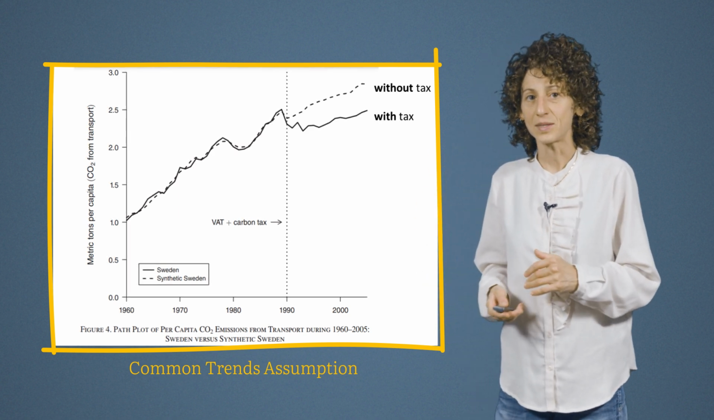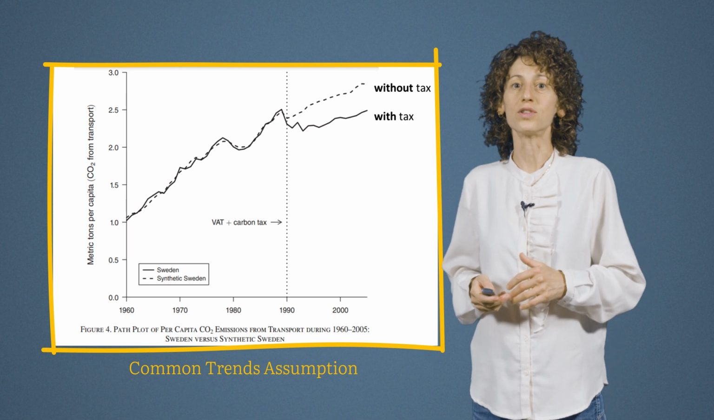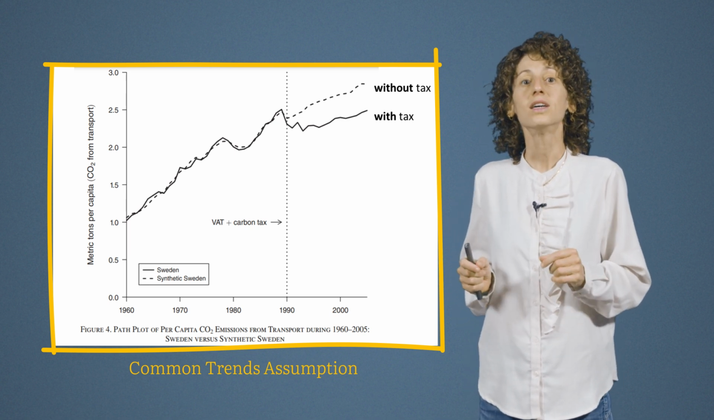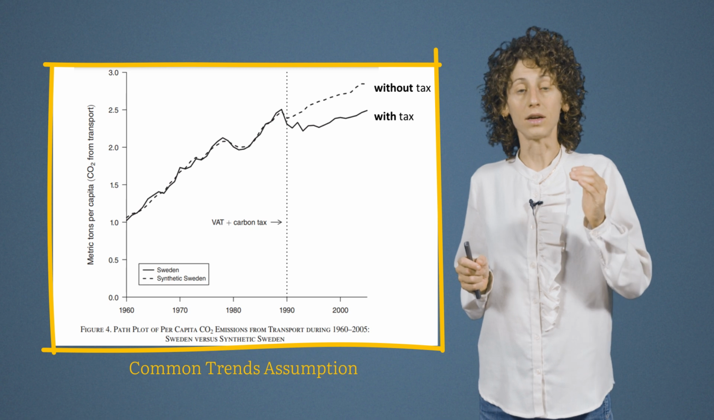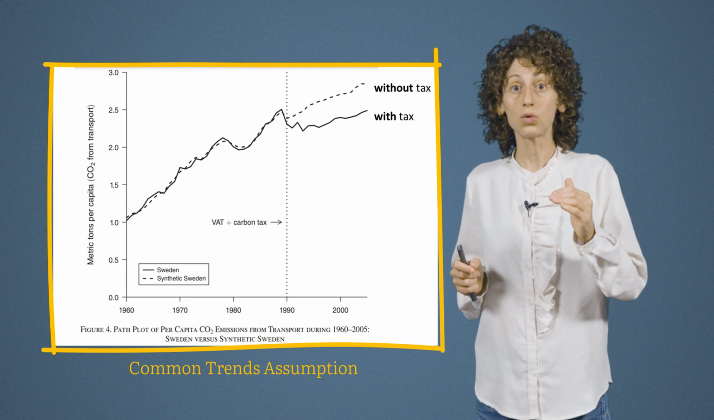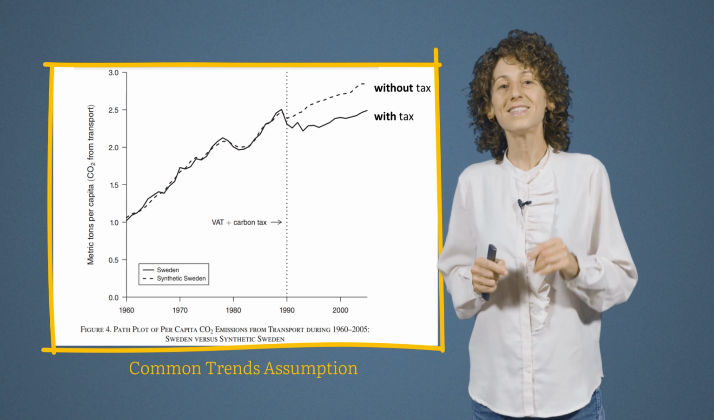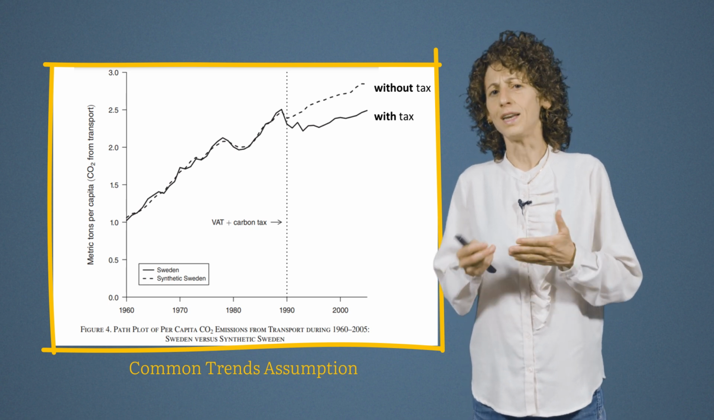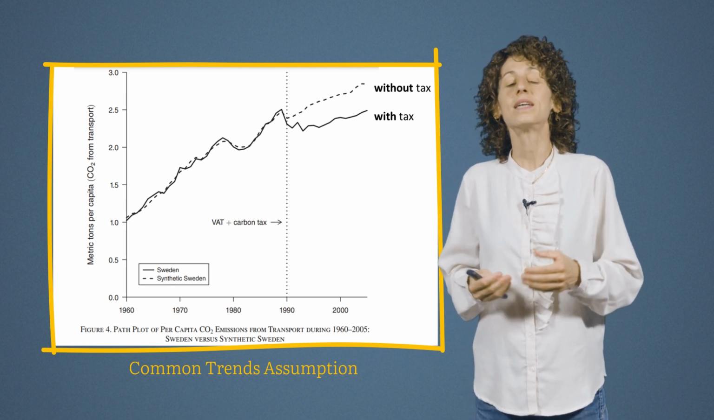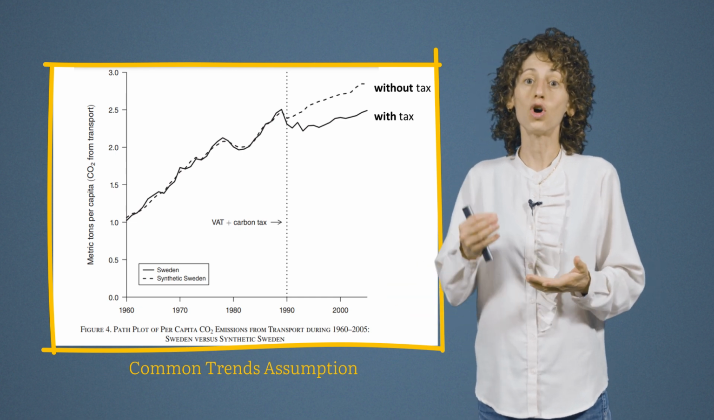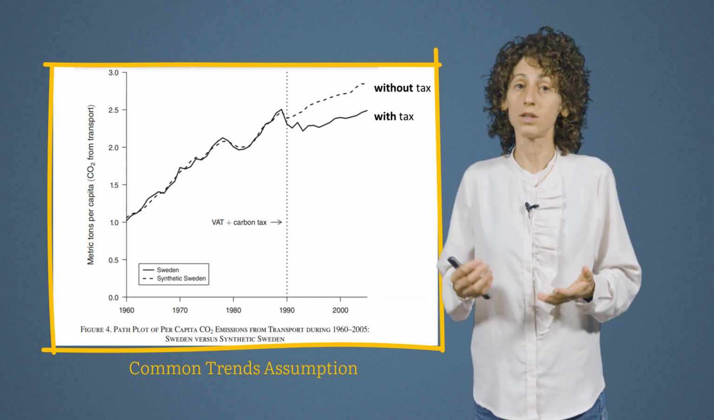Let's see the results. Anderson shows that the synthetic Sweden, so without a carbon tax, trended higher in emissions compared to actual Sweden with a carbon tax. This decrease, around 11%, represents the causal effect of the carbon tax on Sweden's emissions in the transport sector.